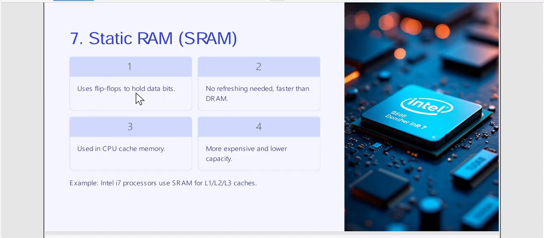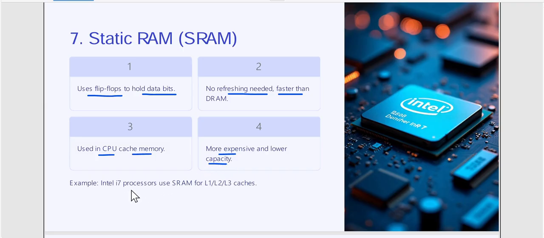SRAM के अंदर आपने अपना डाटा यानी बिट्स को अगर स्टोर करवाना है तो आप फ्लिप फ्लॉप का सर्किट यूज़ करेंगे, and there is no need to refresh SRAM again and again. It is basically faster as compared to the DRAM, and it will be used in the CPU just like a cache memory, and is more expensive and having a lower capacity as well.